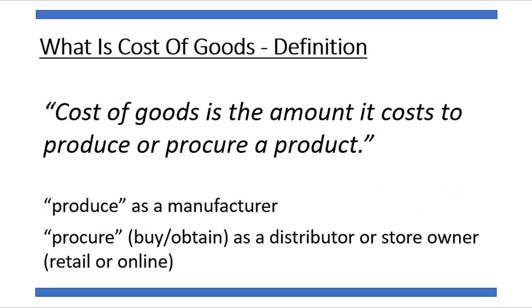So let's go into that cost of goods definition. Cost of goods is the amount that it costs to produce or procure a product. We use the term produce if you're the manufacturer, you're actually making it. So the cost of goods is the amount it costs you to make a product. We use the term procure, which is really just a fancy way of saying buy or obtain, if you're a distributor of a product or a store owner, either retail or online.